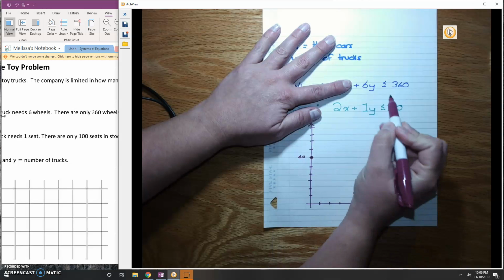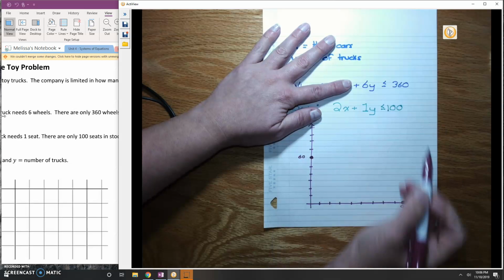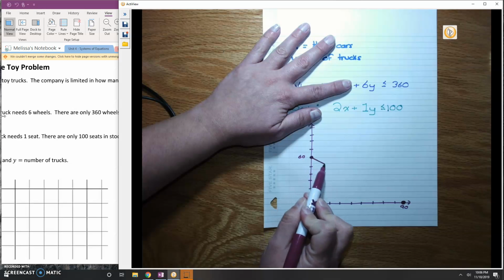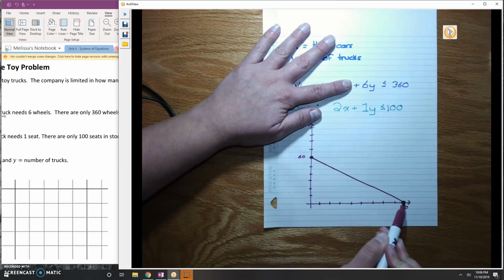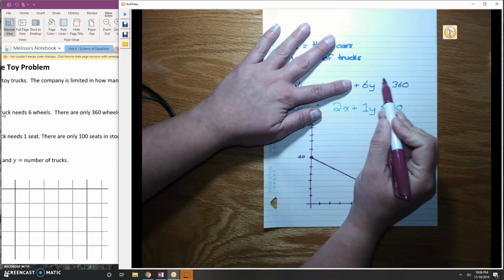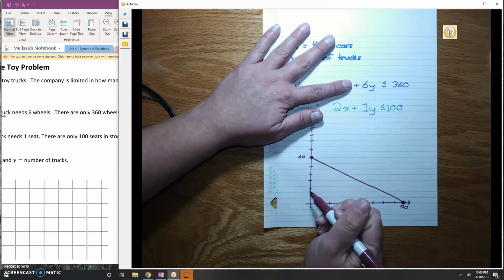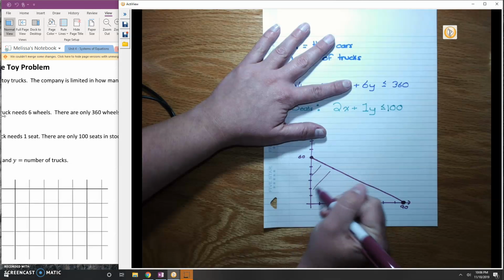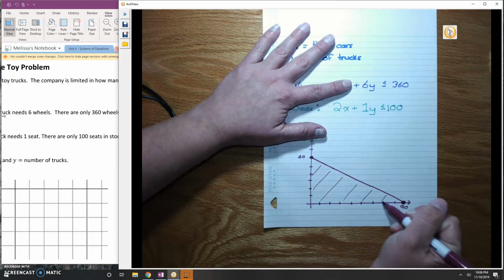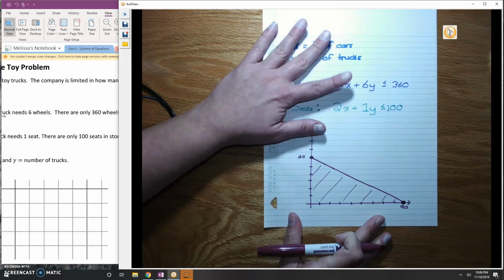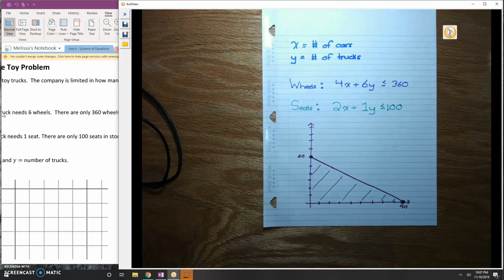And since this has an equal sign, this will be a solid line. So go ahead and make a nice solid line there. And since we are less than, let's think about it: could I make more vehicles or less vehicles than that? Well, that would be less than. So that is our first inequality.